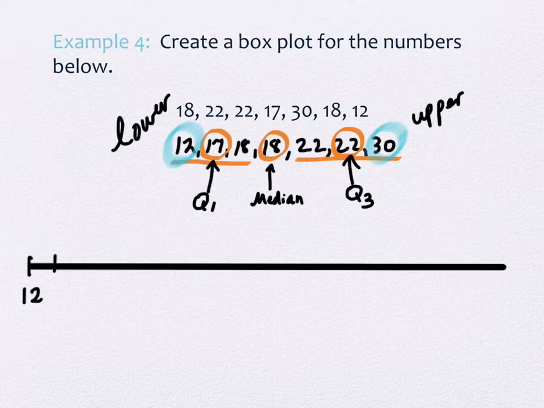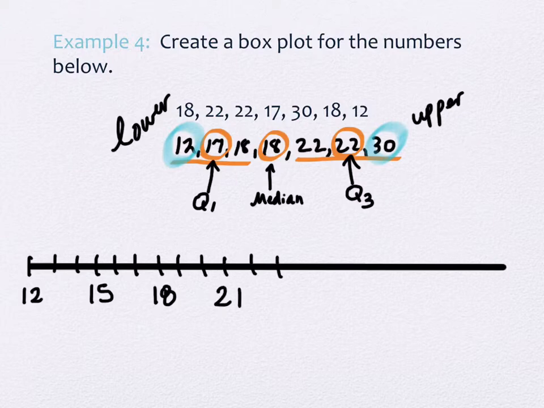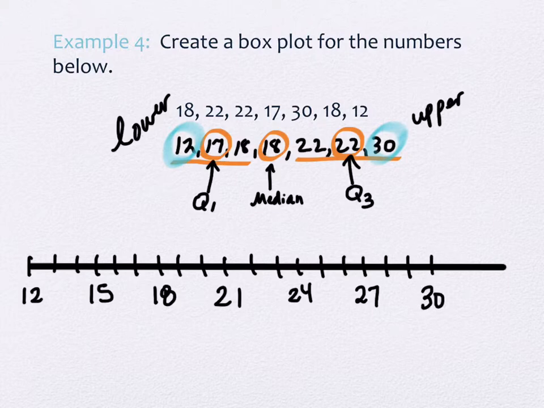So 12, 13, 14, 15, 16, I'll mark 15, 17, 18, 19, 20. I'm going to mark every 3, I guess. 21, 22, 23, 24, 25, 26, 27, 28, 29, 30. Okay. So I've gone from 12 to 30. It really should end at 30, so I'm going to erase my extra that I have.